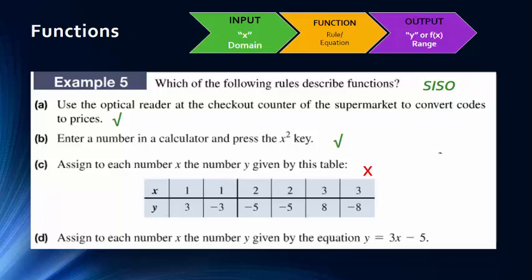And the last one, D: if the input is any number, then we can use an equation. If I put 1 in here, 3 times 1 minus 5 is negative 2. If I put it in again, I'm going to get negative 2. If I put 2 in, I'm going to get 1. So every time I put an x value in here, I get one and only one value of y. So indeed, this is also a function, because when I put that same number in, same in, I get the same out. Same in, same out. So this last one is also a function.